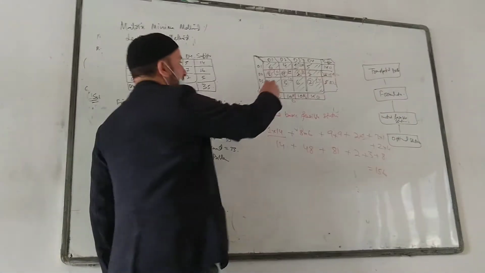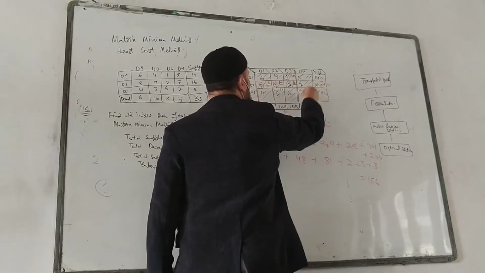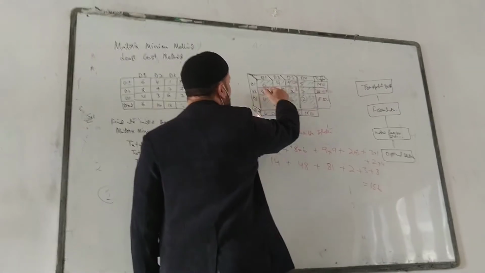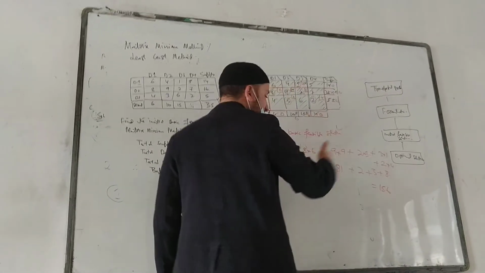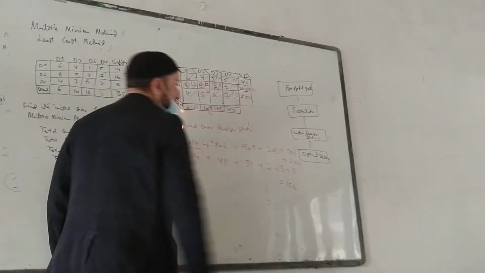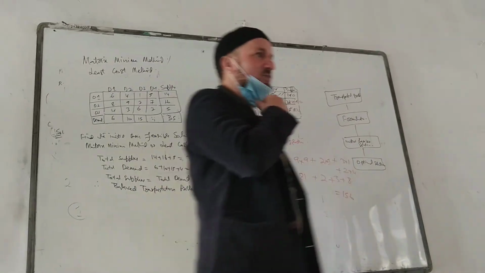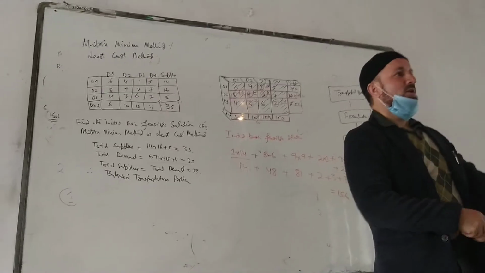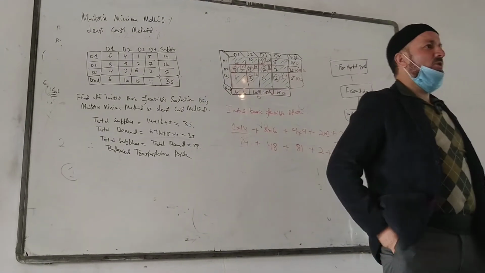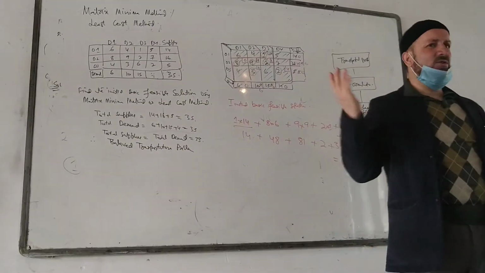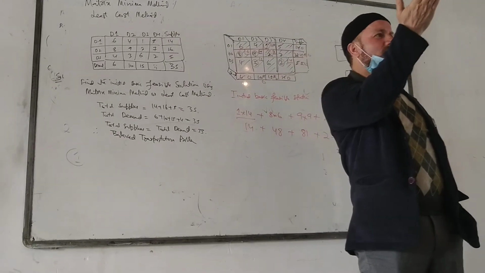And for the last ones that are left, I will multiply them and add them with the next ones, and whatever comes out is my initial basic feasible solution. Any question? Is it clear? Take up some other example. Okay, this is very easy, right? Very easy. You can do any example.